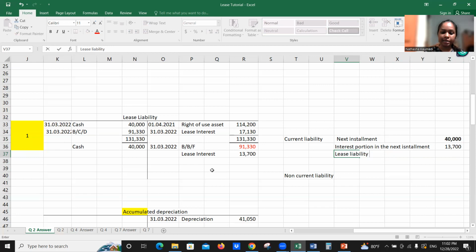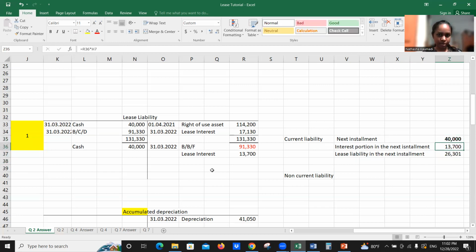Actual lease liability in the next installment. අපි මේ 40000ක් ගෙවනකොට lease liability එකෙන් කොච්චරක් ගෙවනවද? 40,000 වලින් 13,700 අයින් කරාම interest එක කියලා ඉතුරු ටික තමයි අපි lease liability එකෙන් අඩු වෙන විදිහට ගෙවන්නේ. That is 26,301. Hope you are clear.